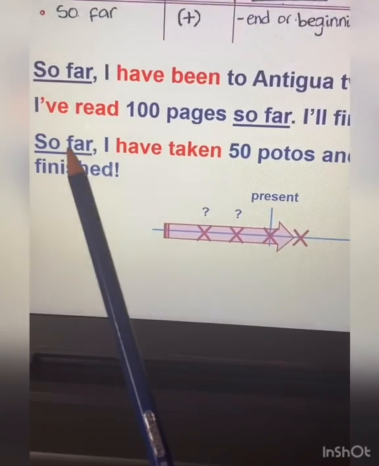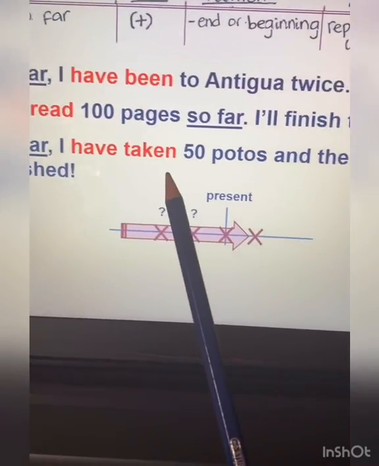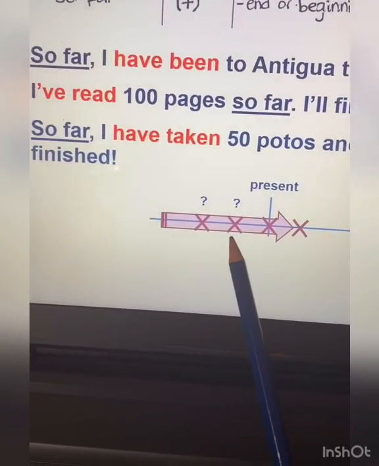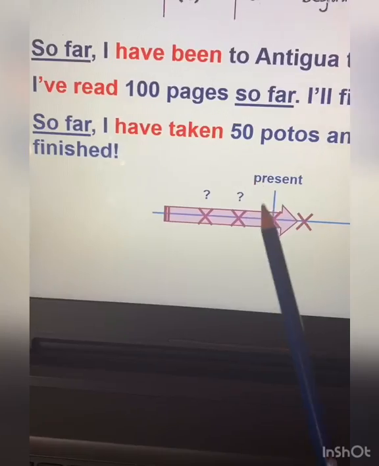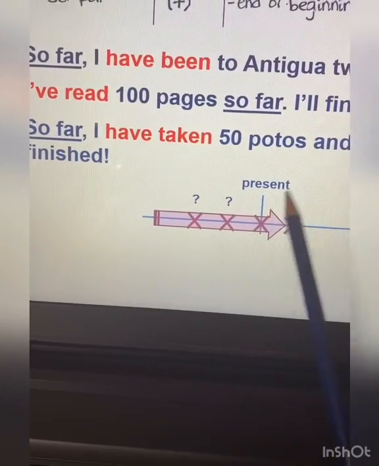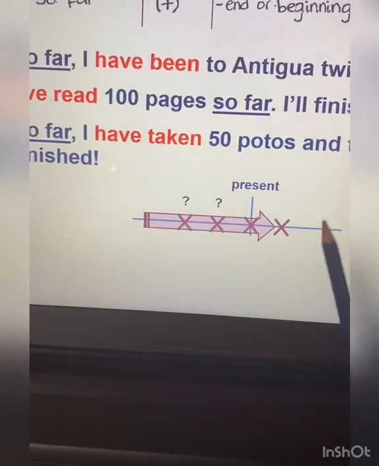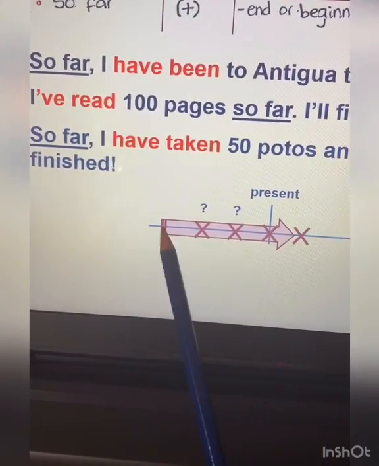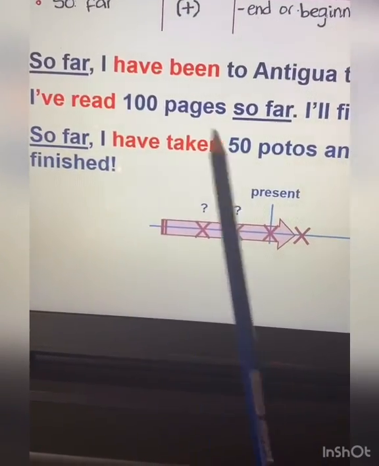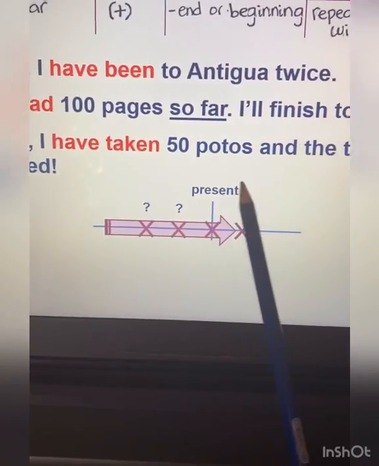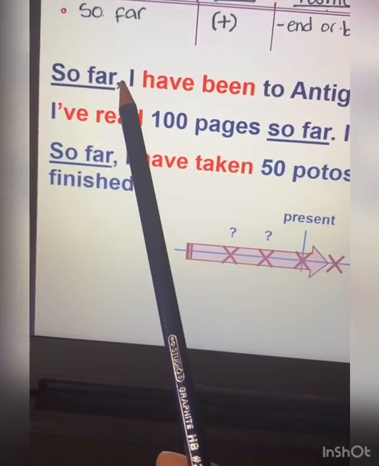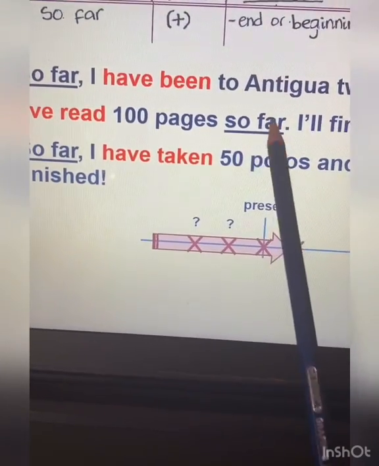Another example, so far, I have taken 50 photos and the trip isn't finished, okay? Because the trip isn't finished, I am trying to say that the photos will still be taken. I will continue to take photos. So far means at some point in the past until now, I have done this action. I have taken photos, but I will continue to take them. So you see, when I place it at the beginning, I put it with a comma. When I place it at the end, I don't.